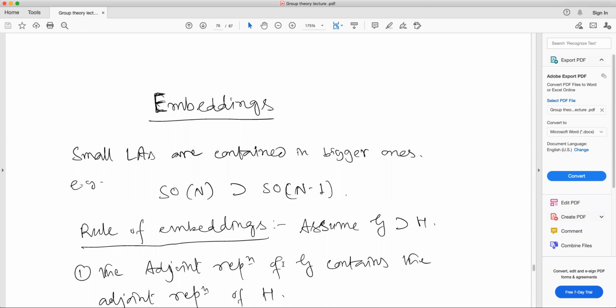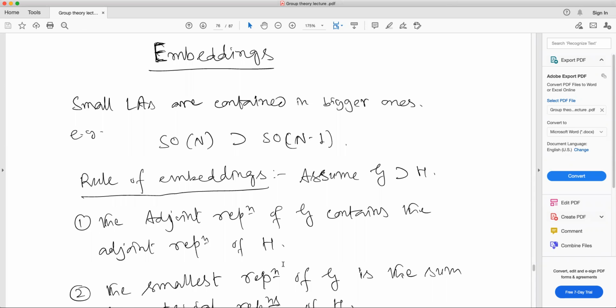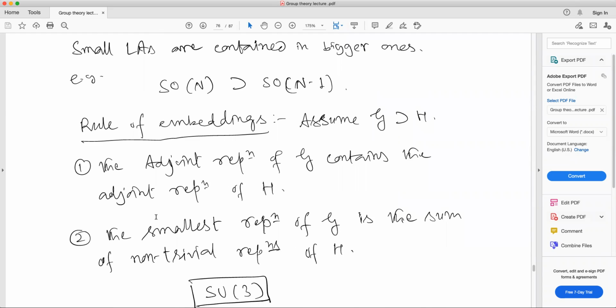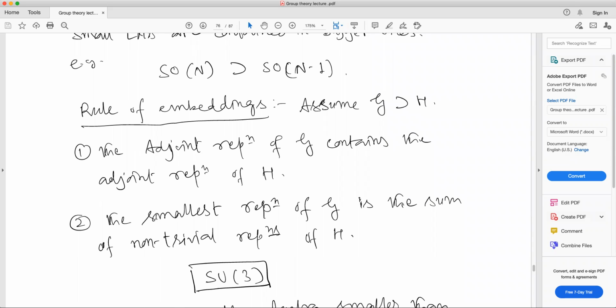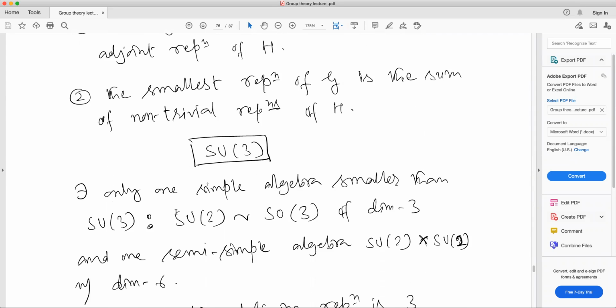Now another important aspect, which will be useful mostly when we talk about unified theories, is called embedding. Embedding means how to embed smaller Lie algebras into bigger ones. For example, a bigger algebra containing SO(N) also contains SO(N-1). There are two basic rules of embedding. Assume that G contains H, and the adjoint representation of G contains the adjoint representation of H, and the smallest representation of G is a sum of non-trivial representations of H. These two things must be satisfied. Then we will gradually see different kinds of examples.